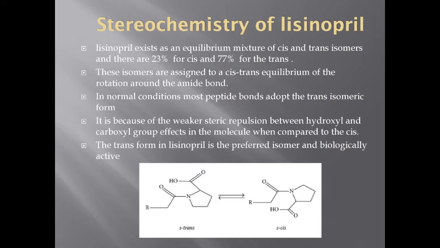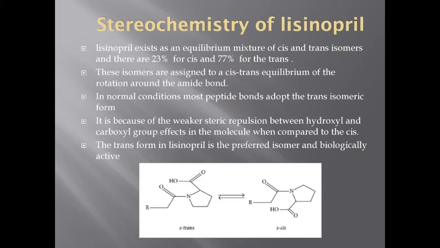Okay, I am Raza, and I will proceed to explain all about the stereochemistry of lisinopril. Lisinopril exists as an equilibrium mixture of cis and trans isomers, with 23% for cis and 77% for trans. These isomers are assigned to a cis-trans equilibrium of the rotation around the amide bond, as you can see in the structure below.